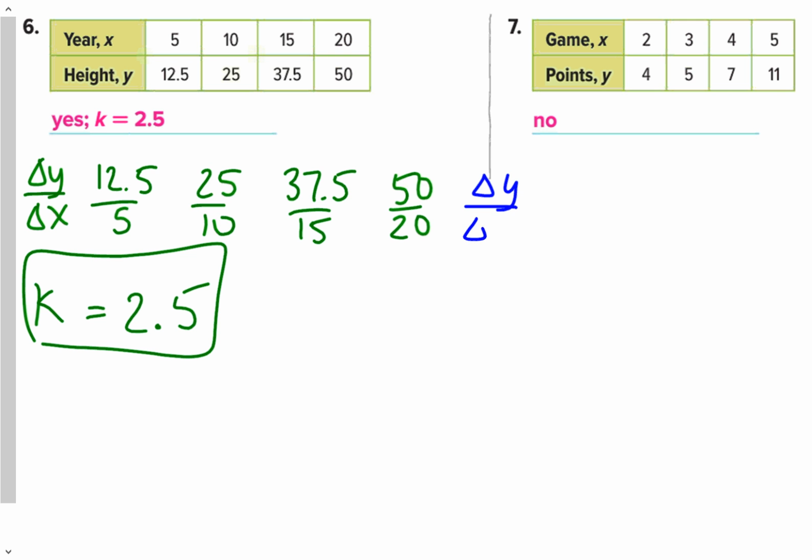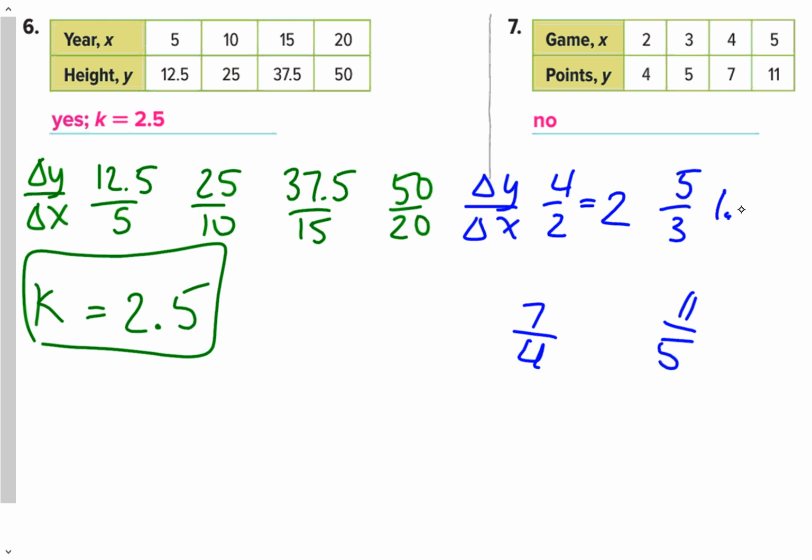All right, and our last example, our game and our points. So again, y over x. So 4 over 2, 5 over 3, 7 over 4, and then 11 over 5. So 4 over 2 is 2. 5 divided by 3, that was 1.6 repeating. So automatically, you saw that two of the ratios aren't equal. So that's why that's a no.